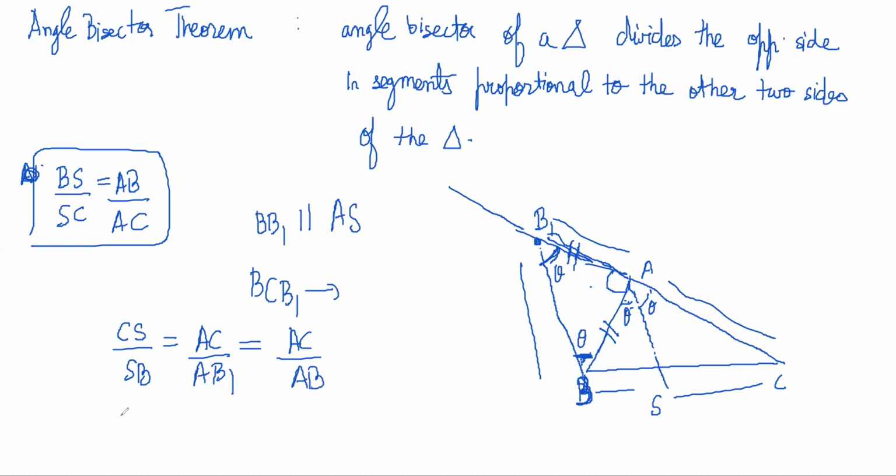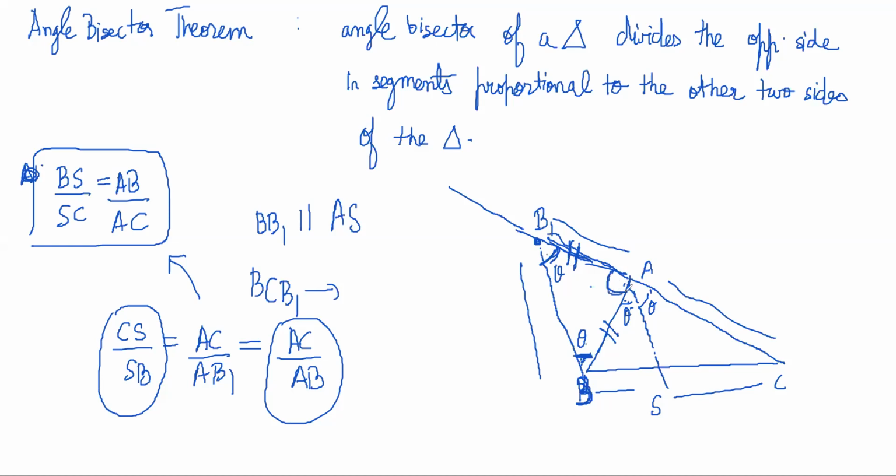Yes. So we got CS by SB is equal to AC by AB, correct? Which is what we wanted to prove, right? So the whole proof became easy because we did this construction. Construct isosceles triangle here, then this angle is theta, theta.